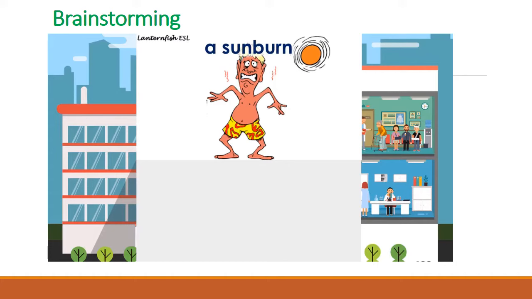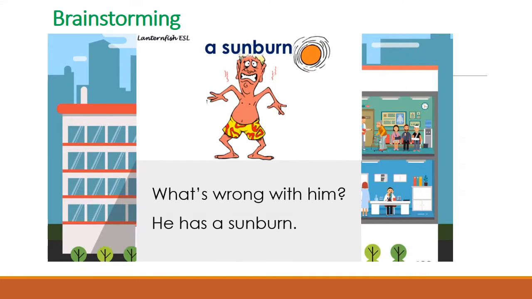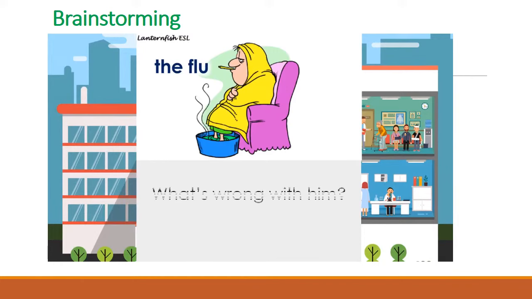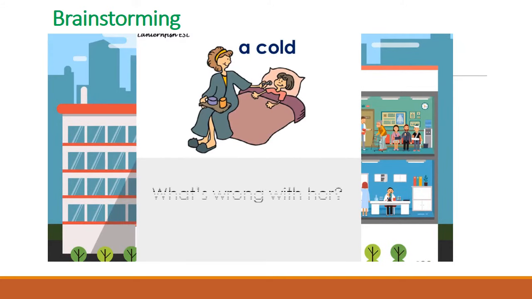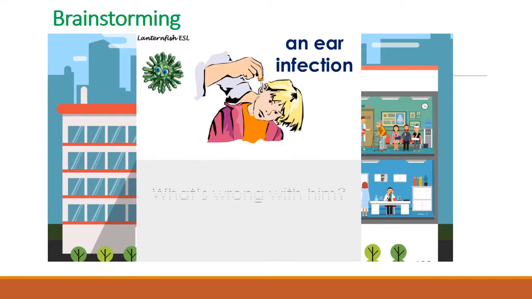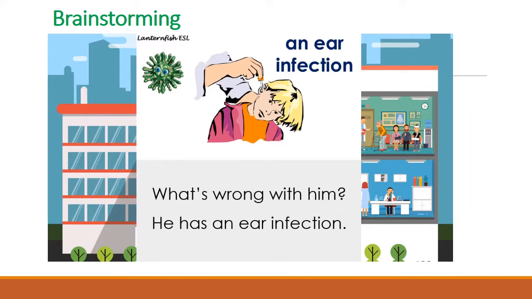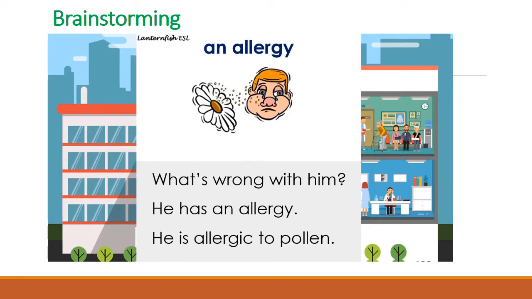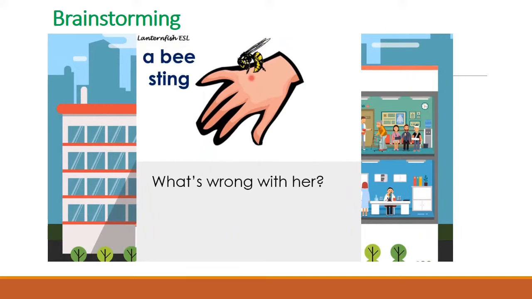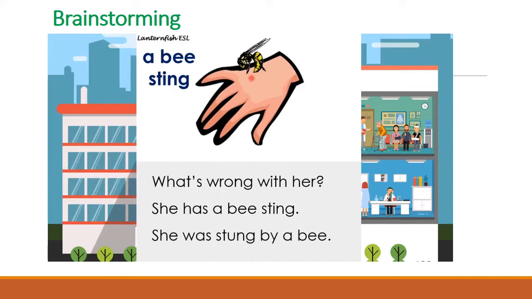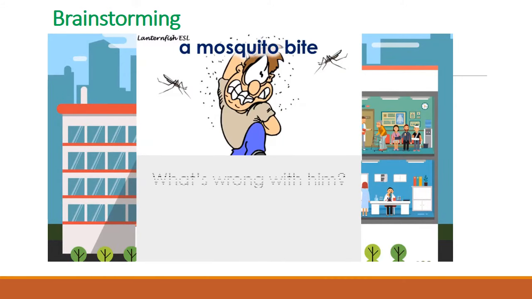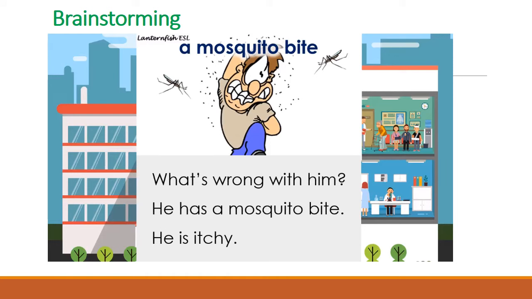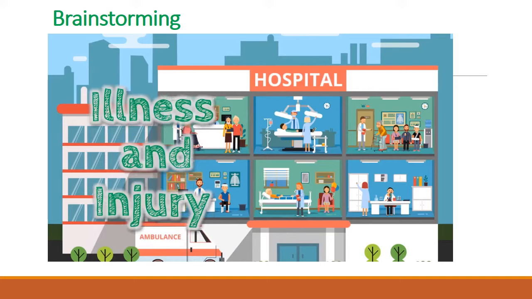A sunburn. What's wrong with him? He has a sunburn. The flu. What's wrong with him? He has the flu. A cold. What's wrong with her? She has a cold. An ear infection. What's wrong with him? He has an ear infection. An allergy. What's wrong with him? He has an allergy. He is allergic to pollen. A bee sting. What's wrong with her? She has a bee sting. She was stung by a bee. A mosquito bite. What's wrong with him? He has a mosquito bite. He is itchy. Illness and injury.